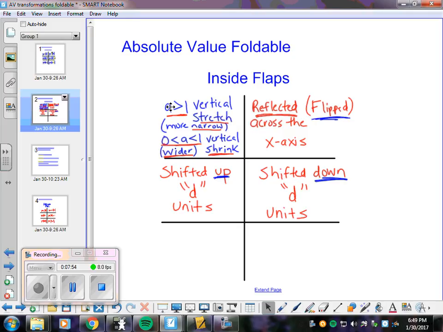All right, so everybody make sure you have: a greater than 1, vertical stretch, more narrow. 0 less than A, less than 1, vertical shrink, wider. That you've got it's reflected across the x-axis and flipped. And then you move down, shifted up D units, shifted down D units.